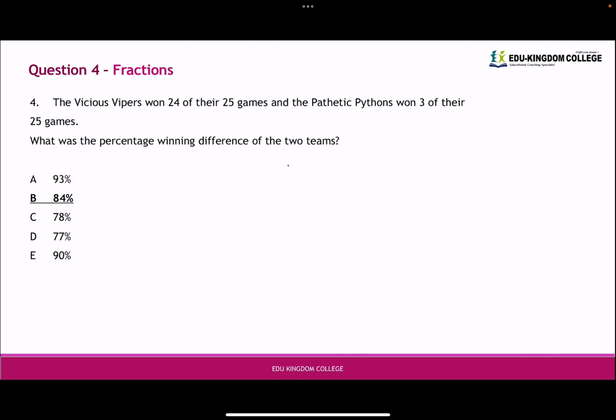So, Vicious Vipers won 24 out of 25 games. Pathetic Pythons won 3 out of 25. What's the percentage difference? Well, let's find the fractional difference first. So, 24 minus 3 is 21 over 25. We know that 1 over 25 is 4%. Okay, 4%. And so, 4% times 21 is 84%.